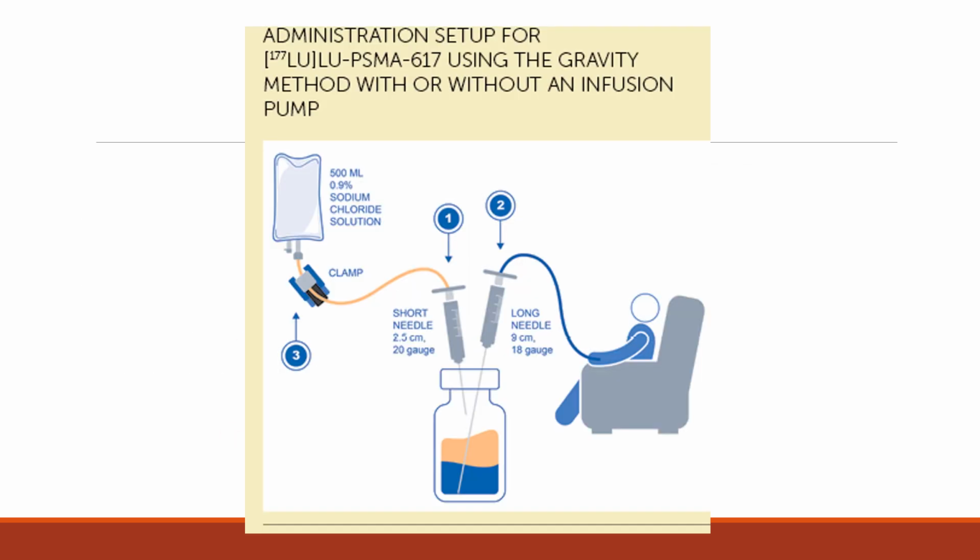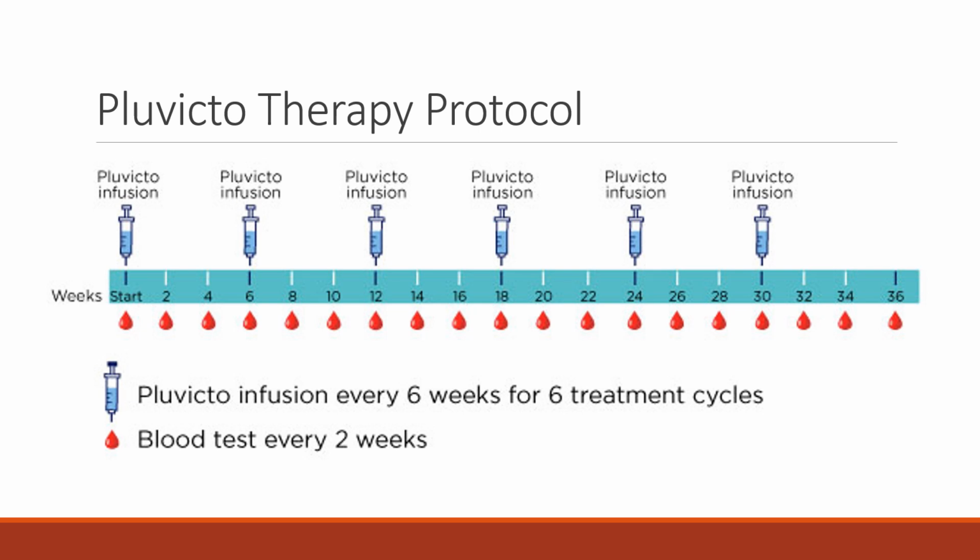All right, so same method, gravity method. And so short needle, long needle, right? The blue is the Pluvicto, the orange is the saline. So it goes in, saline displaces it to the bottom, and the long needle sucks it out into the patient. Lutathera and PSMA are the same way.